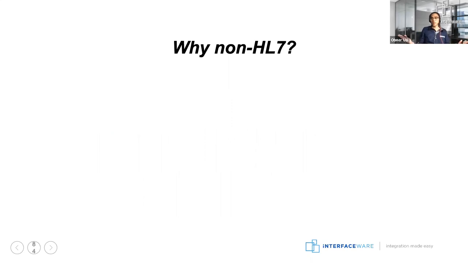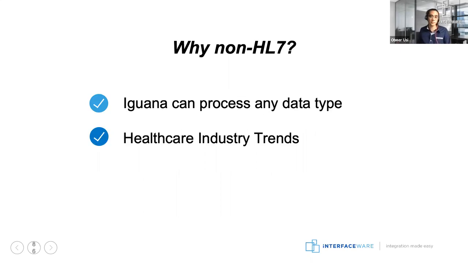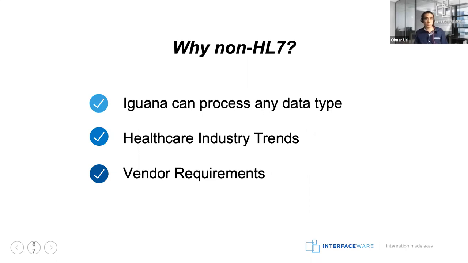So why non-HL7 and why is it important? Well, Iguana can process data types other than HL7. The healthcare industry is always changing, and to meet new trends, Iguana is built to integrate with all data types. This is important for meeting vendor requirements. And while setting up with a new vendor, some customers reach out for help handling data types they're unfamiliar with.